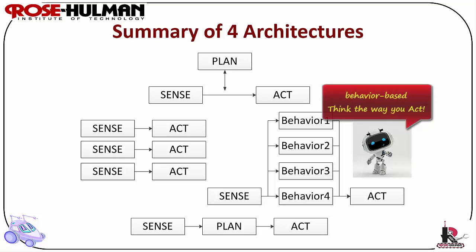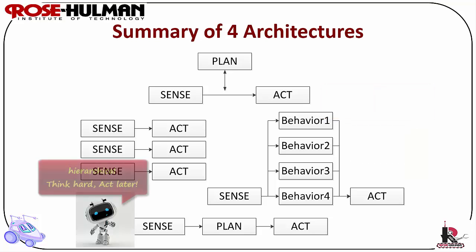Behavior-based control is referred to as think the way you act because there are parallel task-achieving behaviors with a distributed world model. Hierarchical or deliberative is also referred to as think hard, act later, because all of the sensing happens first, then the plan, and then the action. It has a very detailed world model that should remain static during plan execution.